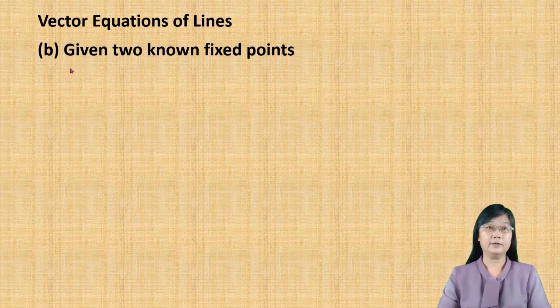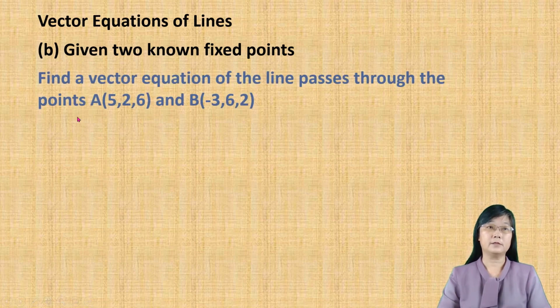Now, when finding the vector equation of a straight line, sometimes we are not given one fixed point and one direction vector. Sometimes we are given only two fixed points. So, for example, let's look at this question. Find a vector equation of the line that passes through point A and point B.